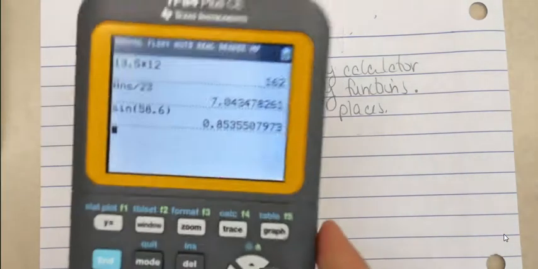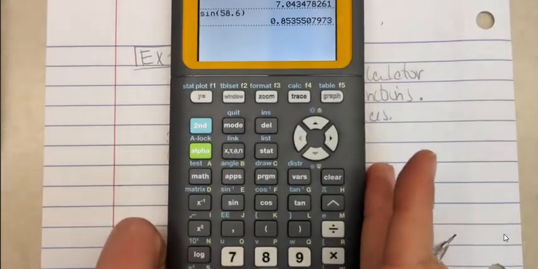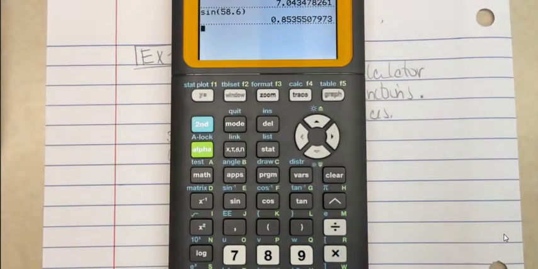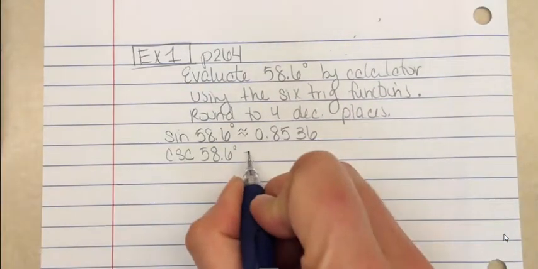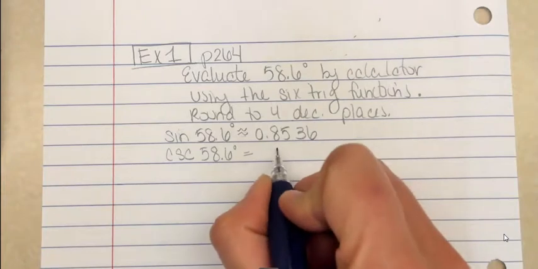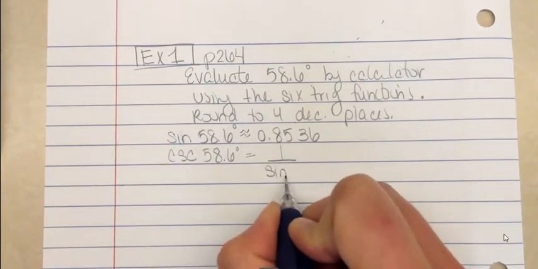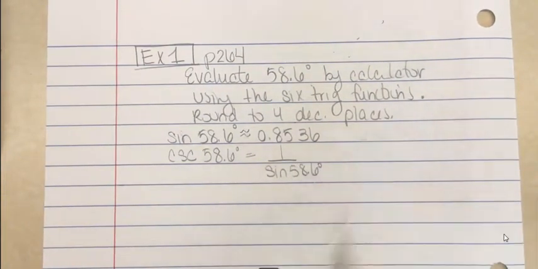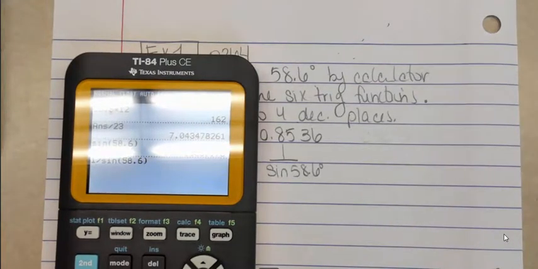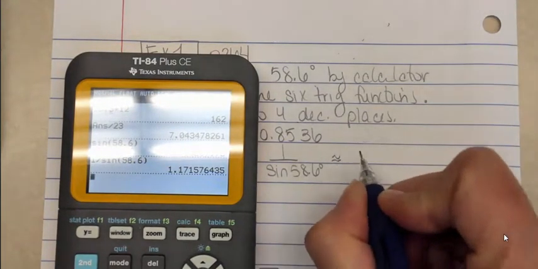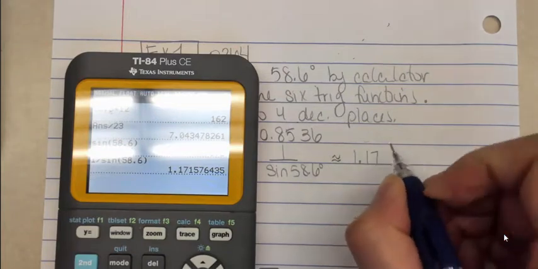So let's all look on our calculators here. Does anybody see cosecant here? We don't see cosecant. So there's not a cosecant button. So it's important that you realize that cosecant is the reciprocal of sine. Okay, so cosecant of 58.6 is really going to be the same thing as 1 over sine of 58.6 degrees. So I'm just going to find 1 divided by sine of 58.6. And that's going to give me approximately 1.1716.